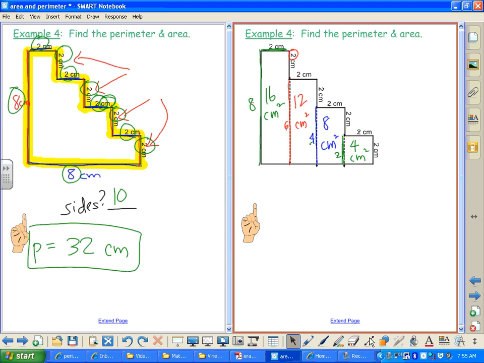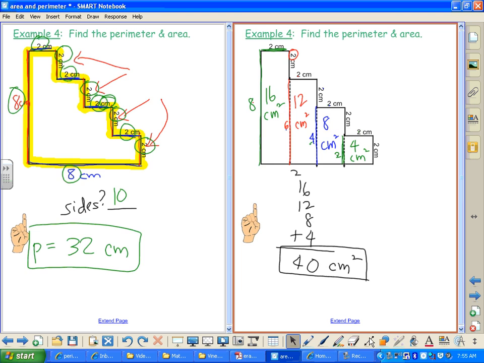Okay? So I need to add up 16 plus the 12 plus the 8 plus the 4. Add them up. I've got 10, 20, 30, 40 centimeters squared. That's my total area here. Okay, did you get that as your answer? If you did not, go back and try again.